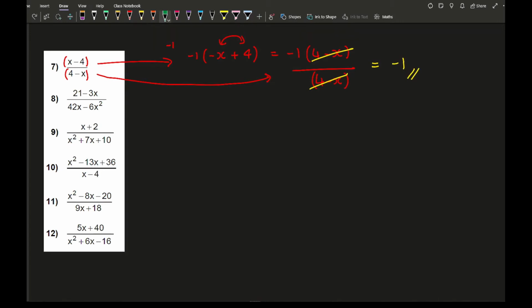Looking at question 8, all four terms have got numbers, so I think to myself, is there a number that goes into each of those numbers? Yes, I can divide both numbers by 3, so let's do that first. 21 divided by 3 gives me 7, 3 divided by 3 gives me 1, 42 divided by 3 gives me 14, and 6 divided by 3 gives me 2. So what I'm left with is 7 minus x over 14x minus 2x squared.